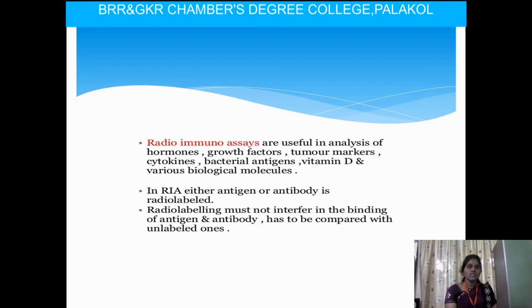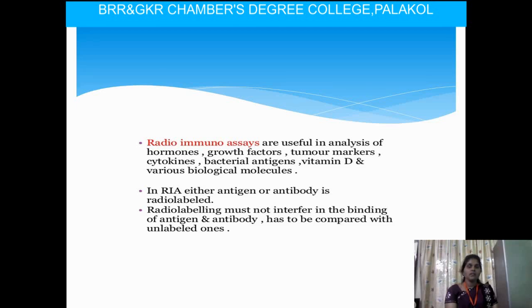And the next one is radioimmunoassay, which we call RIA. It is useful in the analysis of different hormones, growth factors, tumor markers, cytokines, and also bacterial antigens. So this RIA is useful for the assessment of some of the diseases which are produced by some viruses.